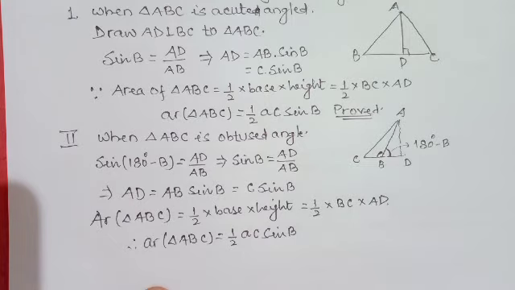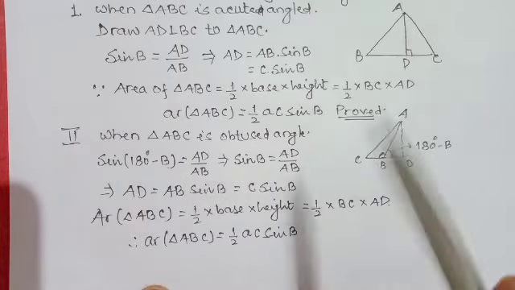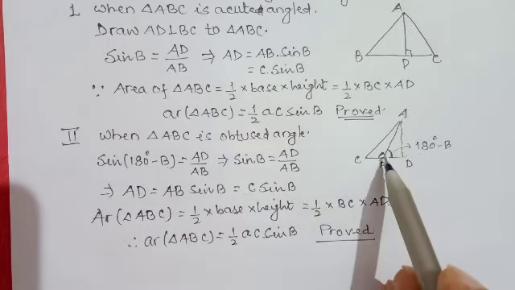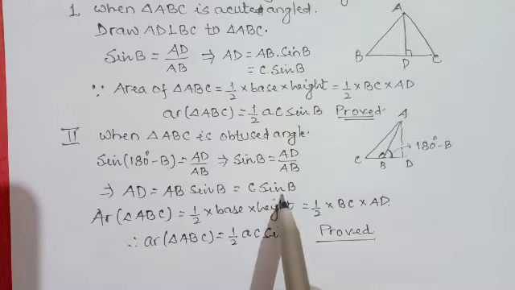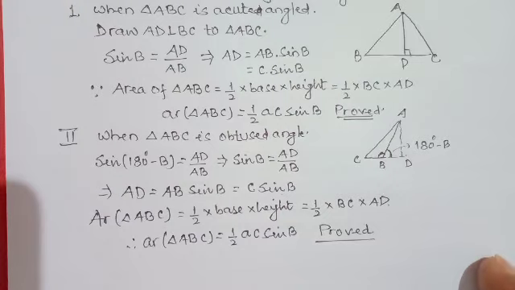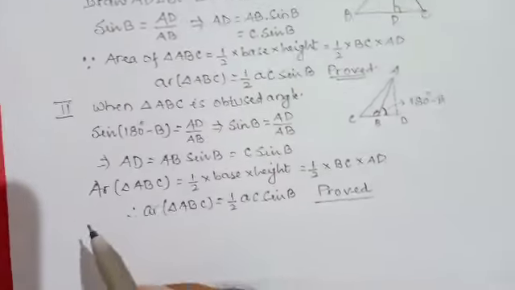So in this way, children, we prove the result. And in the third case, when triangle is right angled, suppose angle B is a right angle, then the value of AD is equal to c. So half base into height, as usual. So in this way we prove the result. Now come on to another question.